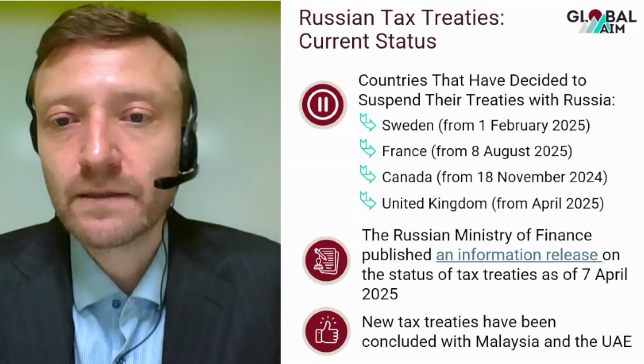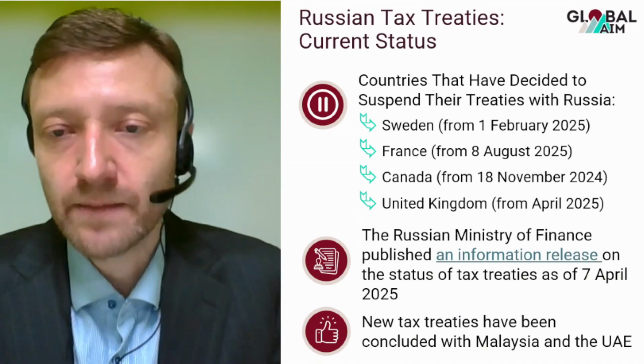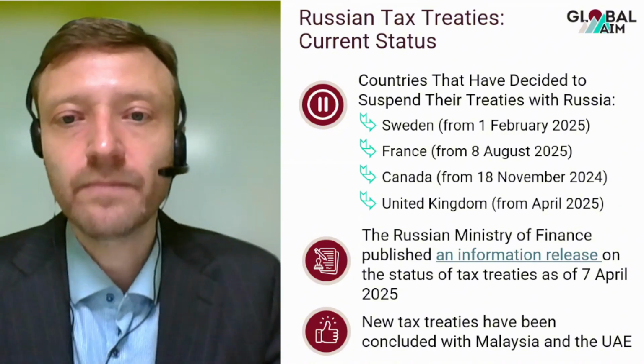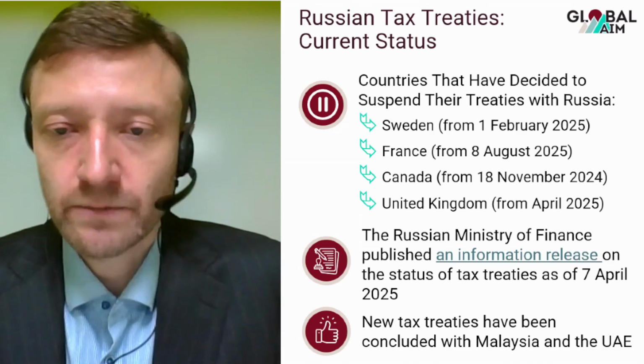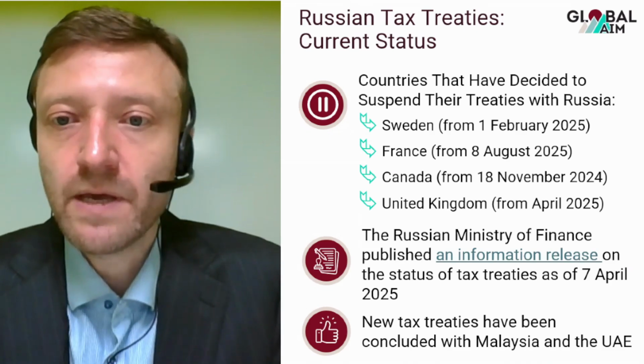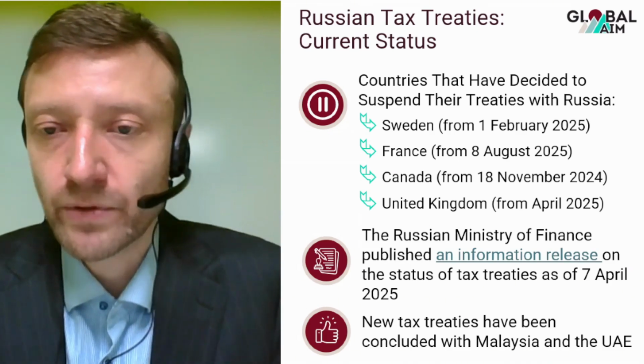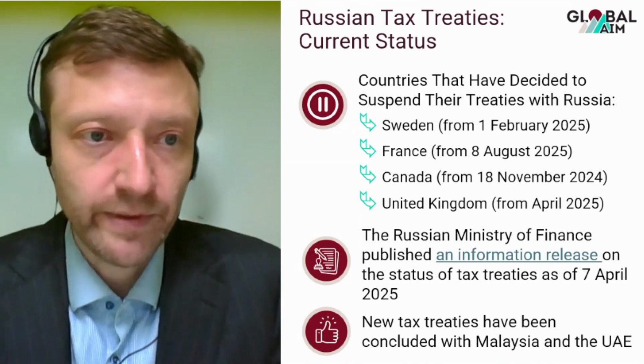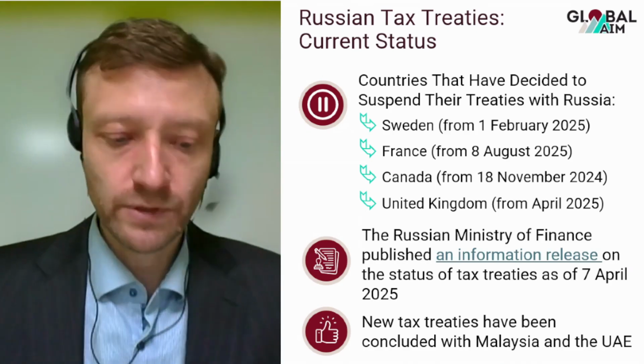Not only does Russia suspend double tax treaties, some new treaties emerge, and notably, recently a double tax treaty was concluded with Malaysia, and a few months ago, in February this year, a double tax treaty was signed with the United Arab Emirates, and we will talk about this in a bit more detail.